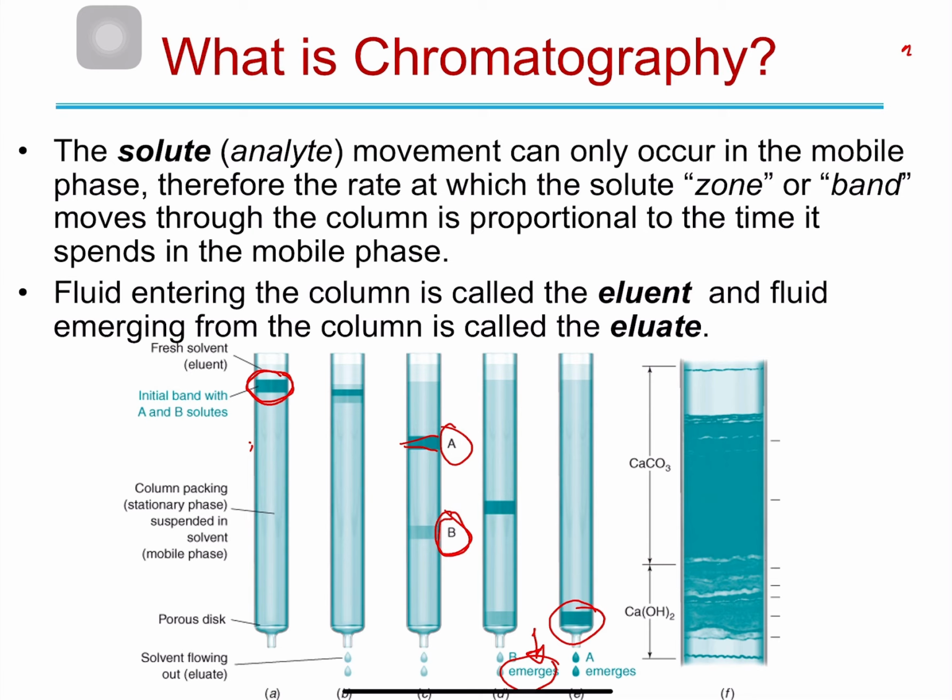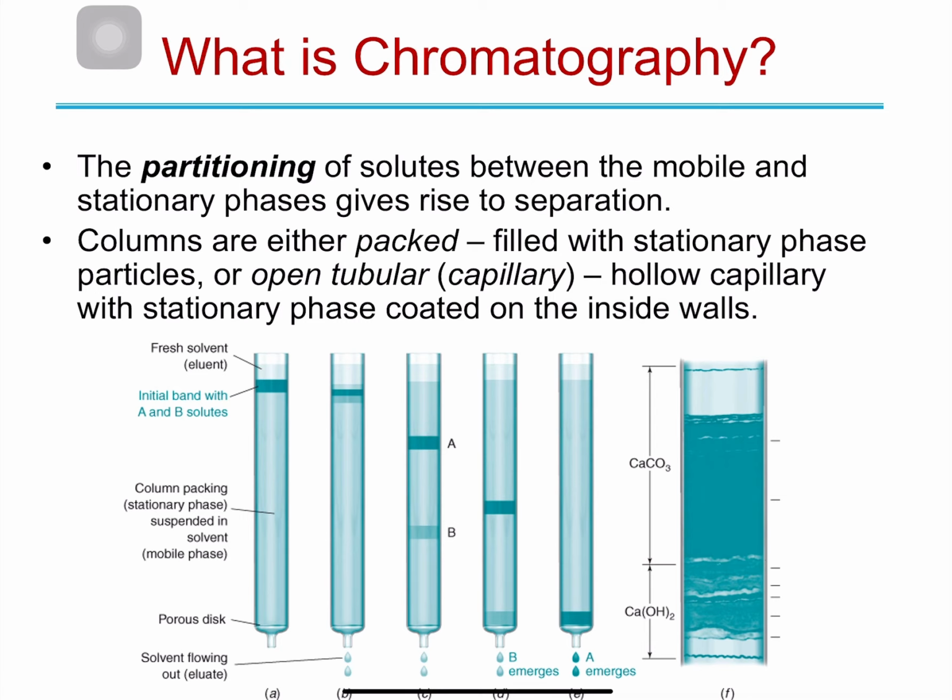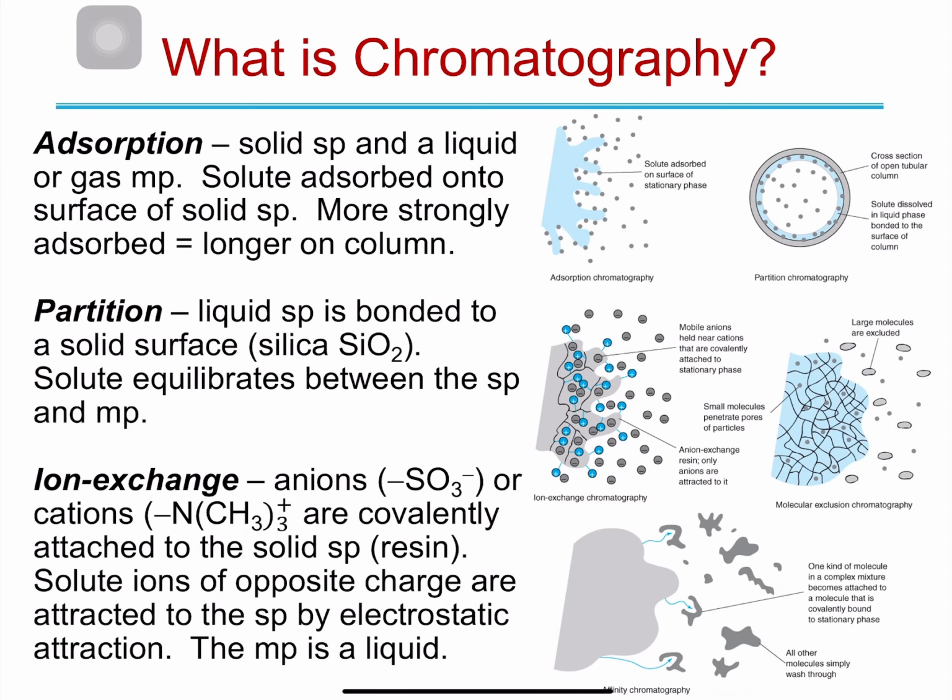So some definitions we need to be familiar with. The fluid that we put inside our column is called the eluent. And the liquid that comes out of the column is called eluate. So you have your eluent and you have your eluate. As we said, the partitioning will take place depending on the affinity for both phases, and at the end you end up with two separate components, or you separate the different components using your chromatographic method.